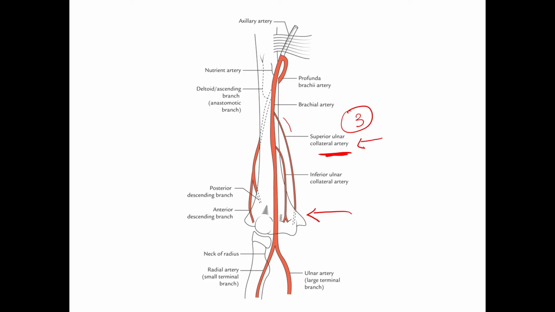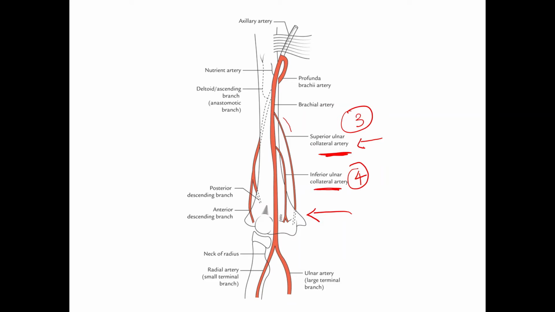The next branch is the inferior ulnar collateral branch. This inferior ulnar collateral arises from the brachial artery just about 5 centimeters above the bend of the elbow. Yes, just above the elbow, the brachial artery gives one branch, that is the inferior ulnar collateral artery. This inferior ulnar collateral descends down and participates in the elbow anastomosis.